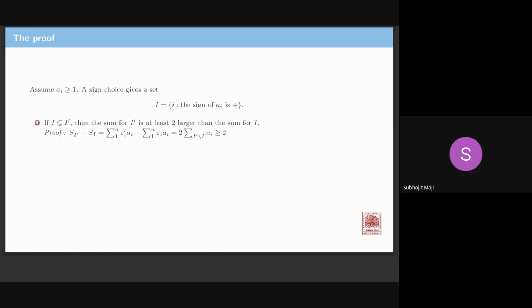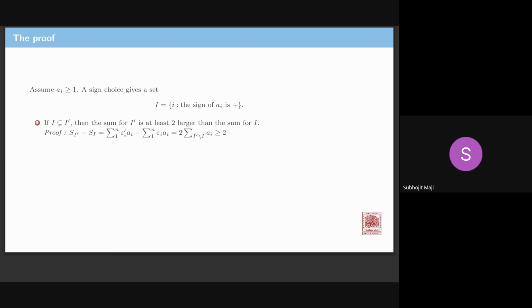So the first point is that if I have two index sets, I and I dash, and let's say that one contains the other, that is, I dash contains I, then the sum for I dash is at least 2 larger than the sum for I. That is, as this index set determines the summation, the summation obtained using I dash is greater than or equal to the one from I plus 2. So the proof is very easy.